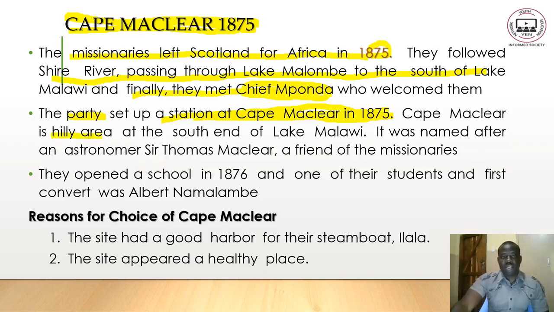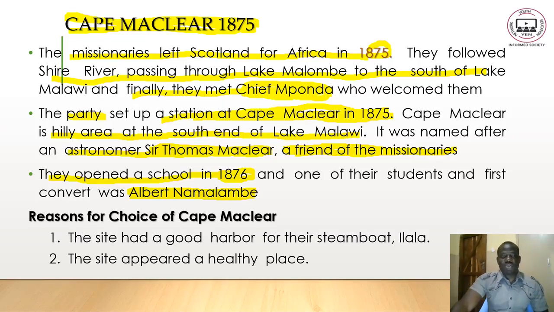Cape Maclear is a hilly area at the south end of Lake Malawi. The name comes from Sir Thomas Maclear, an astronomer who was a friend of the missionaries. They opened a school in 1876, and one of their students, the first convert who also became the first African teacher of the Livingstonian mission, was Albert Namalambe.